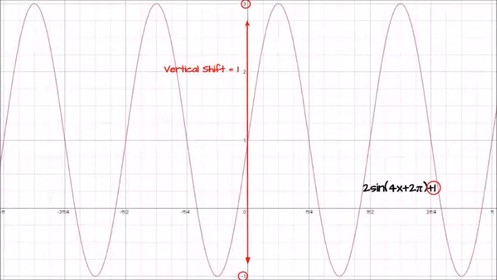Finally, we need to look at the k value, or the vertical shift. In this case, it's 1. This means that the midline of the equation is y equals 1 instead of y equals 0. This also means that the amplitude will shift up, so now the wave will extend to y equals negative 1 and y equals 3, instead of the normal y equals negative 2 and y equals 2.